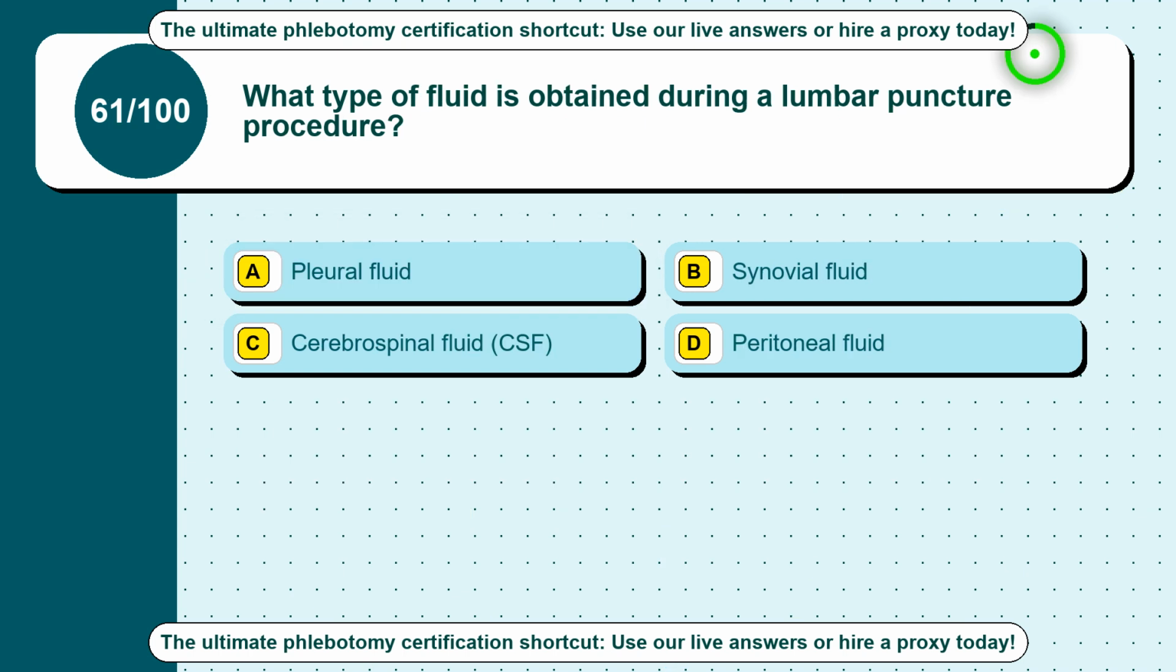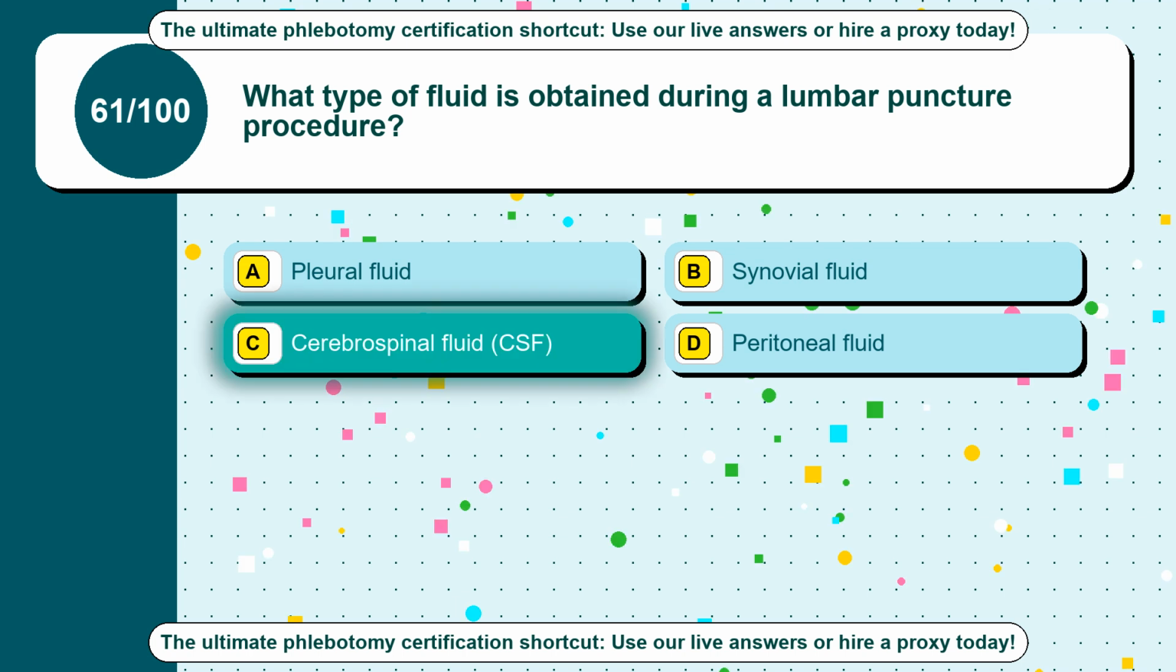Question 61. What type of fluid is obtained during a lumbar puncture procedure? Option A, pleural fluid. Option B, synovial fluid. Option C, cerebrospinal fluid, CSF. Option D, peritoneal fluid. The correct answer is option C, cerebrospinal fluid, CSF.